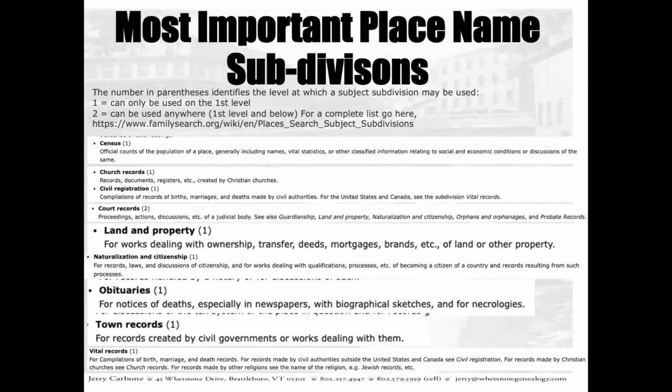Now, when you do a place name search, there are subdivisions, just as there are subdivisions in a traditional library card catalog. And there are many of these. You can see the entire thing in the wiki. I've placed the link there, but these are the most important ones I find for research. Of course, census information. And they do have all the decennial United States Census, just as Ancestry.com does. And the big difference is this is free, Ancestry costs.